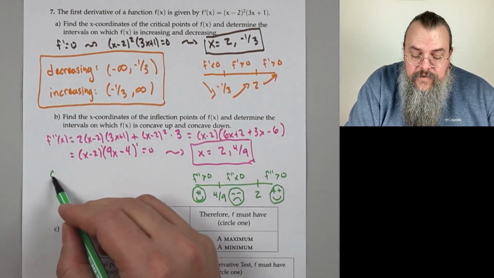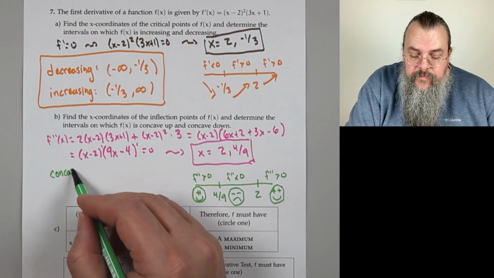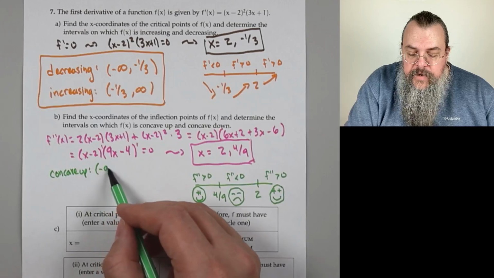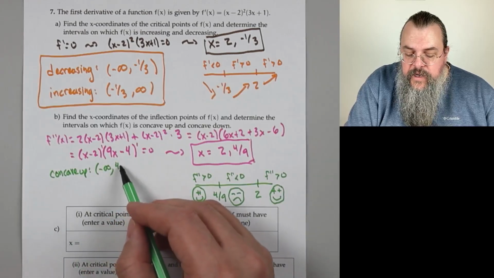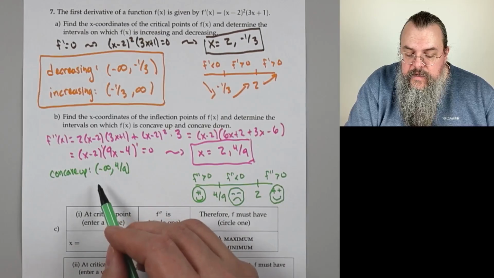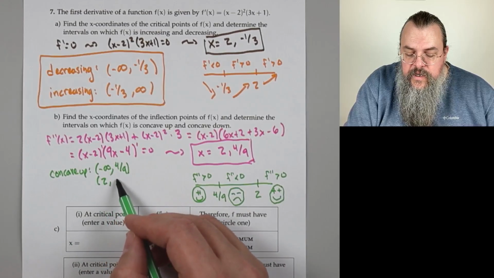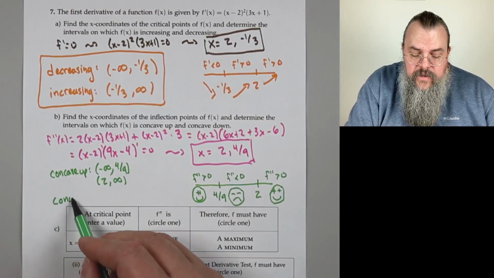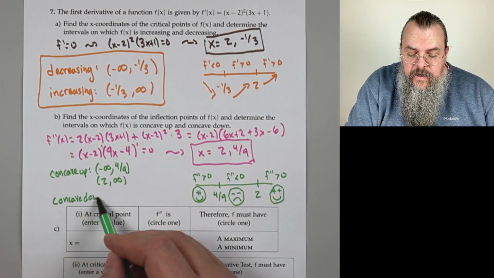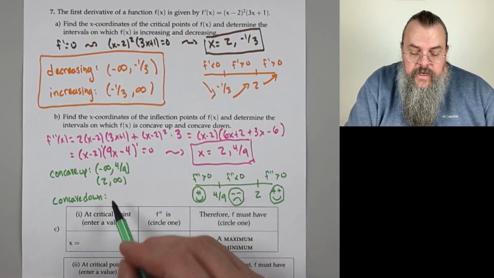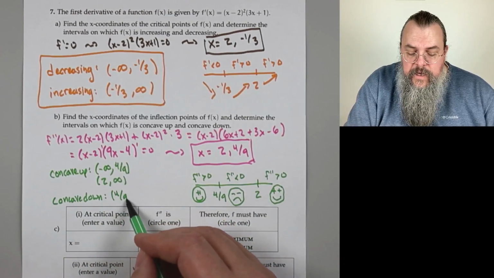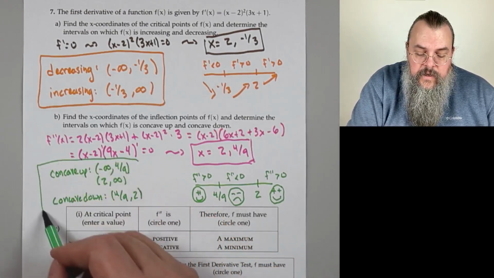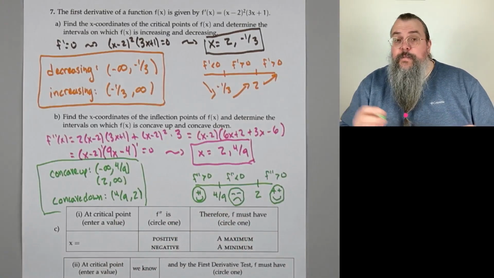Well, we are concave up from minus infinity up to 4 over 9, and from 2 up to infinity. And then we're concave down from 4 over 9 all the way to 2. And that's our answer for part B.